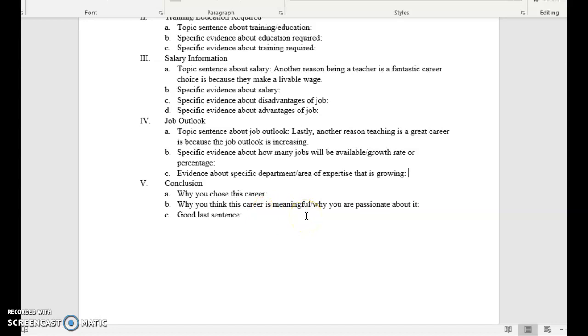I've told you guys that as a teacher, I don't make a ton of money, but I care about you guys. I care about my students. I want you guys to learn how to become better writers and readers and critical thinkers. And the fact that I care about my students, that's why I'm passionate about it. It's not the money. For some of you, it could be the money, right? But tell me why you are passionate about it. Why is it meaningful? And then just end with a really good last sentence.